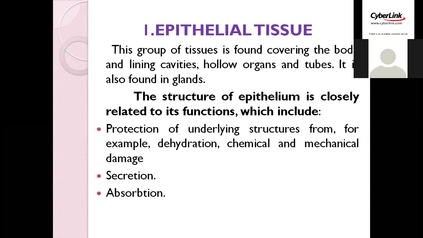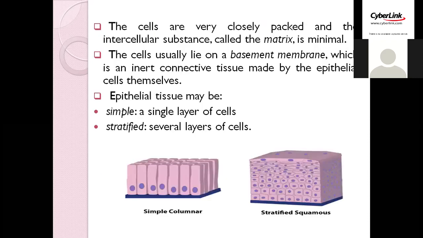So we'll be going again with this epithelial tissue. Again, we have two subdivisions: the simple and the stratified. In this overall epithelial tissue, the cells are very closely packed. Intracellular means inside the cells, and intercellular means outside of the cells. So intercellular substances are those present in between two cells, called the matrix, and they are also very minimal.